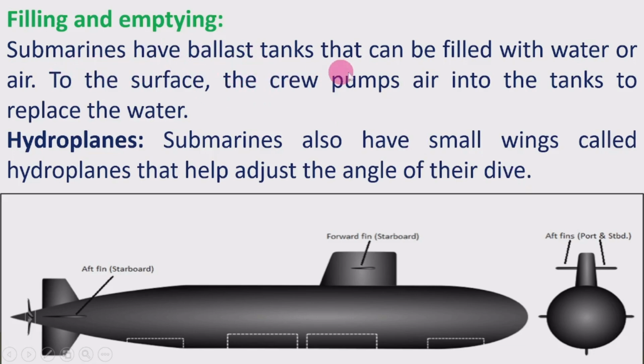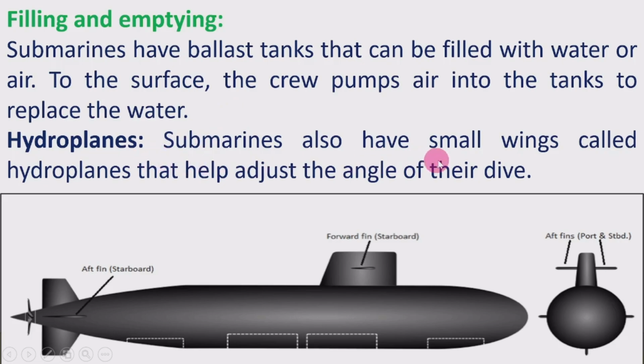Submarines have ballast tanks that can be filled with water or air. To surface, the crew pumps air into the tanks to replace the water. And when it is to be submerged, the air will be replaced by water.